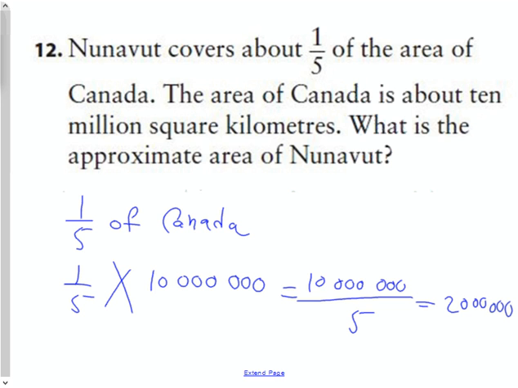So what is 1/5 of 10 million? It is 2 million. What's the approximate area of Nunavut? It is approximately 2 million square kilometers.